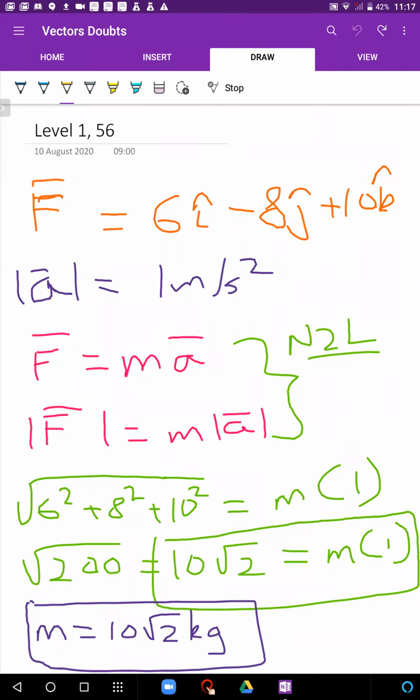Simple. F equal to m से आ गया. मैंने थोड़ा extra information दिया. We can actually figure out कि इसका magnitude is 10 root 2 and simply F equal to ma लगा लो. F is 10 root 2, A is 1, so M has to be 10 root 2. Clear?